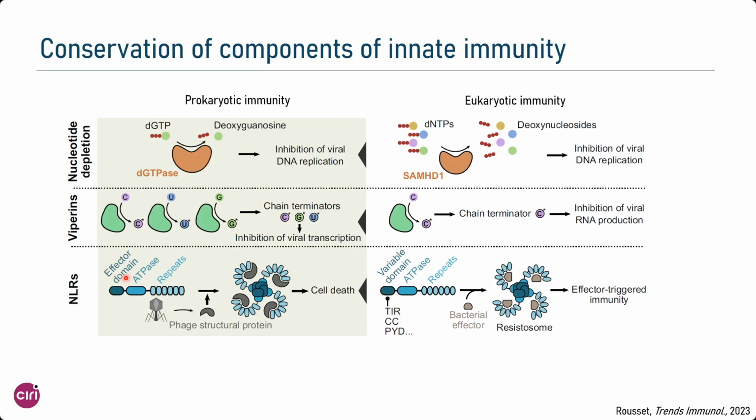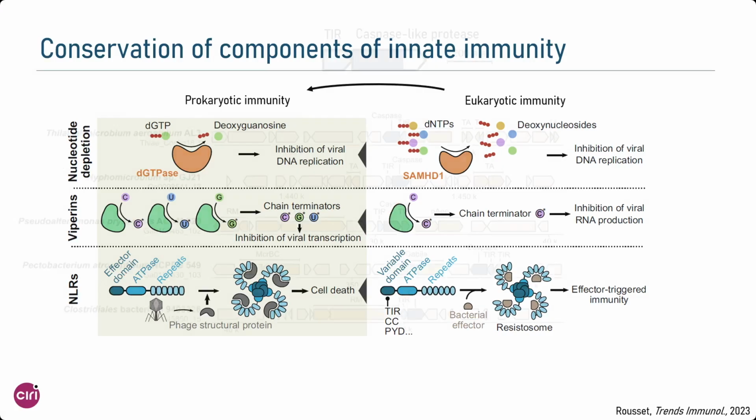And so importantly here, most of this knowledge that we have acquired over the years on this conservation was made possible thanks to our prior knowledge on eukaryotic immunity. We already knew SAMHD1, viperins, NLRs in eukaryotes, and this was used as a basis for the discovery of new defense systems. So in a way, the field of bacterial immunity greatly benefited from what we already knew in eukaryotic immunity.